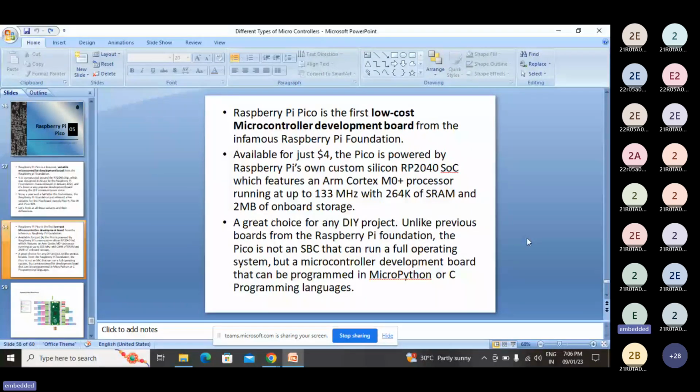Raspberry Pi Pico is a low-cost microcontroller development board from the famous Raspberry Pi Foundation, available for just $4. The Pico is powered by Raspberry Pi's own custom silicon RP2040 SoC, which features an ARM Cortex M0 Plus processor running up to 133 MHz with 264 KB of static RAM and 2 MB of onboard storage. A great choice for any DIY project. Unlike previous boards from the Raspberry Pi Foundation, the Pico is not an SBC that can run a full operating system, but a microcontroller development board that can be programmed in MicroPython or C programming languages.